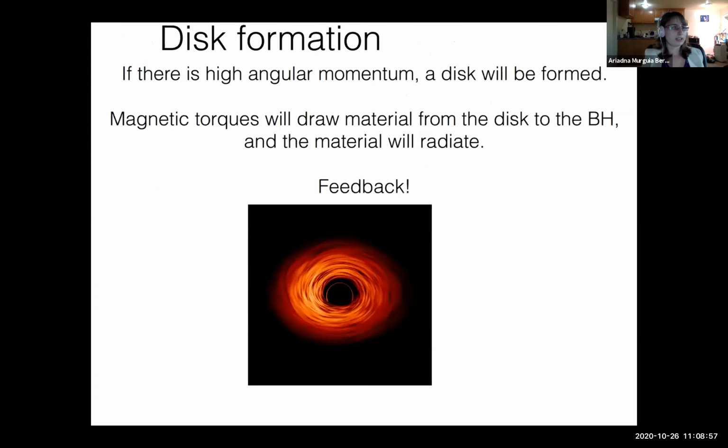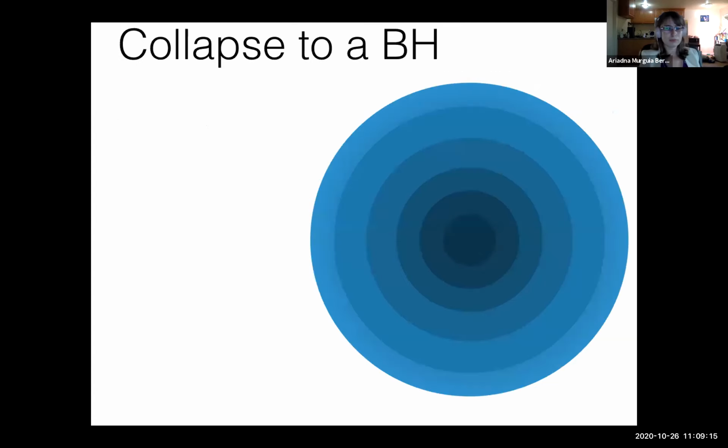On the other hand, if there is high angular momentum, there's going to be material that orbits around the black hole for a little bit, and a disk will be formed. There are magnetic torques that will draw material from the disk onto the black hole, and that loss of potential energy will be dissipated away in feedback form. So let's recapitulate. And again, this is a caricature of the helium core. So first, the iron core collapses into a black hole.